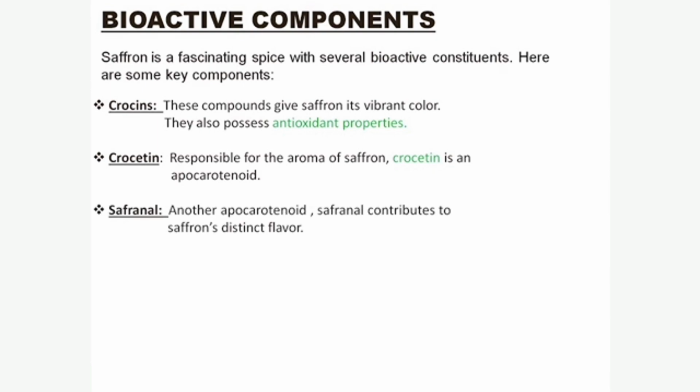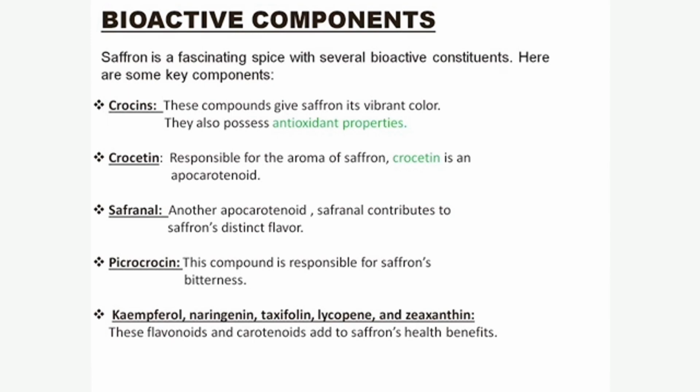And next one is saffronol. Saffronol is another apocarotenoid. Generally, saffronol contributes to saffron's distinct flavor. And the fourth one we discuss is picrocrocin. This compound is responsible for saffron's bitterness. Picrocrocin is an odorless glycoside monoterpene, a product derived from the degradation of zeaxanthin, and it is responsible for the bitterness in saffron. Some other components like camphorol, naringenin, taxifolin, lycopene, and zeaxanthin are also present in saffron.